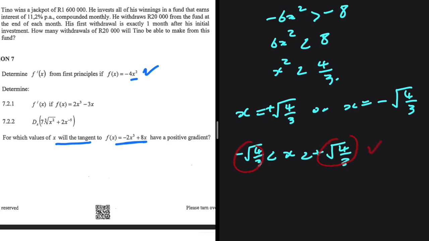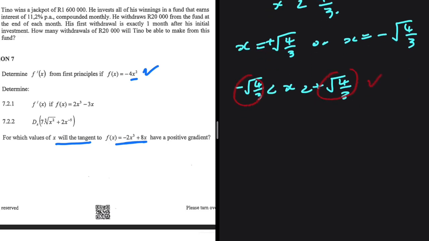When x is between these two values, the gradient is positive, which makes sense because the function of the gradient of f of x is going to look something like this. For only a few values of x will this function be greater than 0.